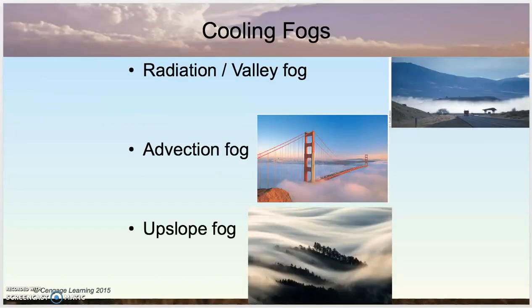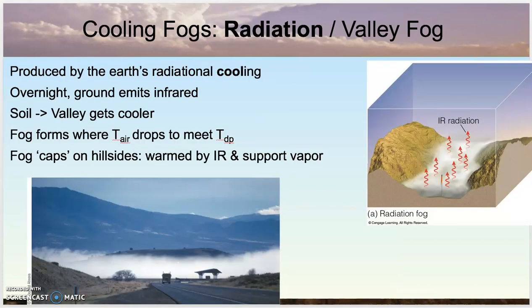There are three different types of cooling fogs that generally show up overnight. There's a radiation valley fog, an advection fog, and an upslope fog. Let's look into all of them. The radiation fogs are definitely associated with overnight fogs. They are produced by the Earth's radiational cooling from the ground.